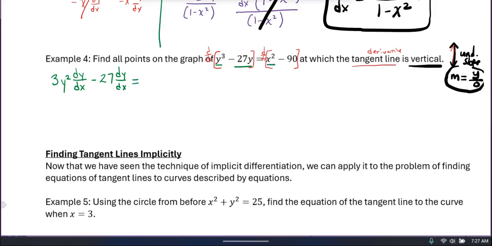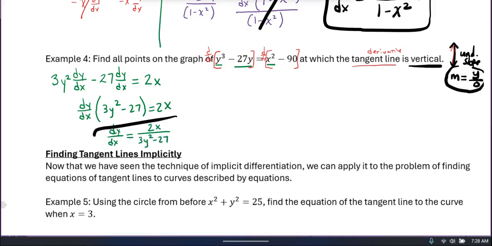The right side is a little bit easier because we're differentiating with respect to x. It's just x squared. Use the power rule. It's 2x. The derivative of negative 90 is 0. So let's get dy dx by itself. By factoring out, we have 3y squared minus 27 is 2x. And dividing both sides, I won't write in the step, but you can see it, 2x divided by 3y squared minus 27.